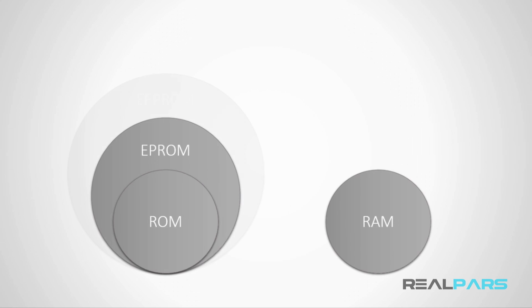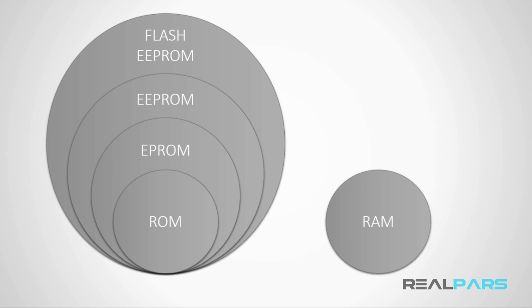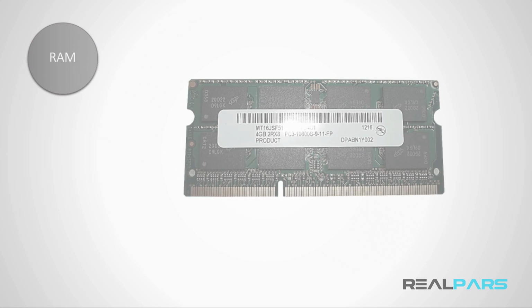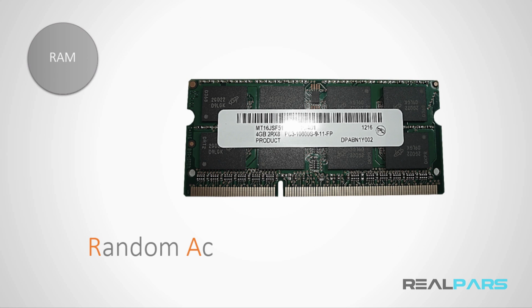To have a better understanding of CPU memory, we need to have a basic understanding of memory types in general. The first memory type that's used in many computers and electronic devices is RAM. RAM stands for Random Access Memory. Why is it called that?